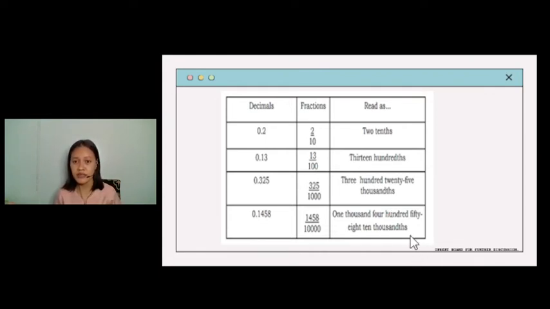Let's say I have an example. Let's make another set of examples for this one. Let's say we have 0.25. To read it or write it in words, simply read and write it as if you're reading a whole number. So, that is read as 25.